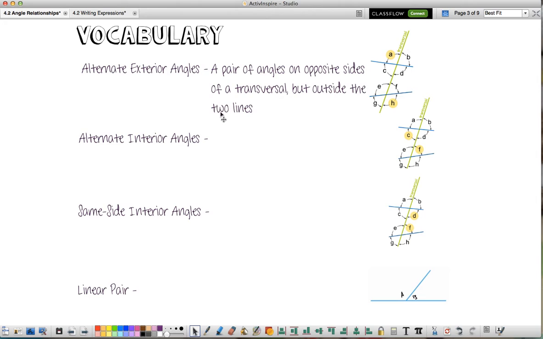But they're on the outside of the two lines. So again, these are on the inside. So if you look here, here's the line. It's like they're the middle of the sandwich. They're the meat of the sandwich. And A, B, G, and H got left out.